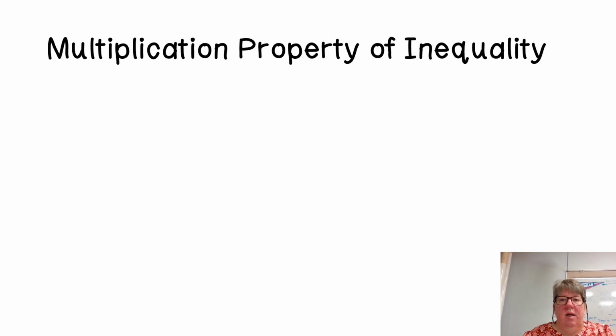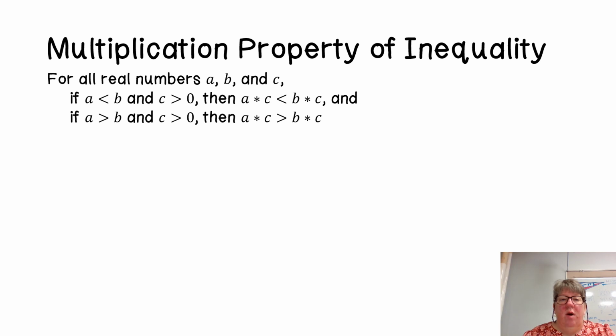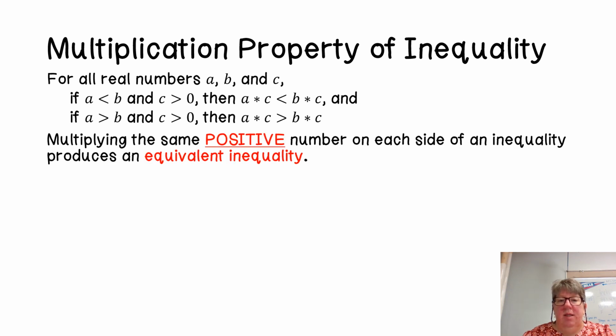This is where it gets a little different. For all real numbers a, b, and c, if a is less than b and c is positive, that's what c is greater than 0 means. So if c is a positive number, everything is exactly the same as it is with equations. So multiplying the same positive number on each side of an inequality produces an equivalent inequality.